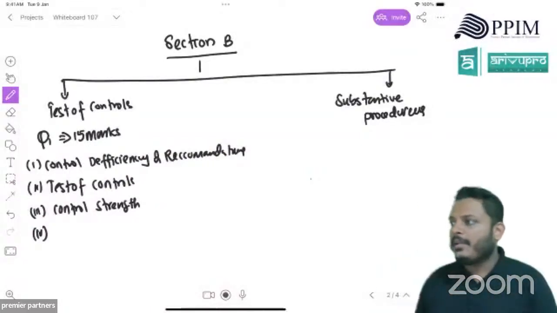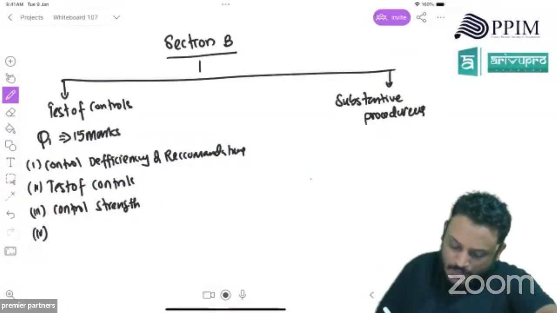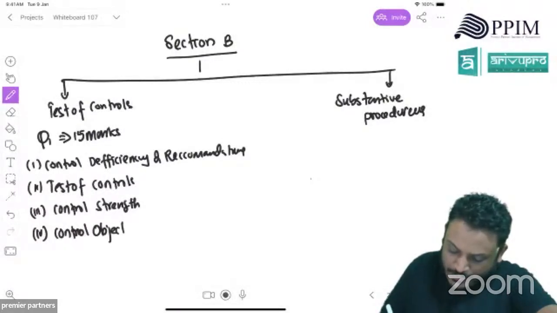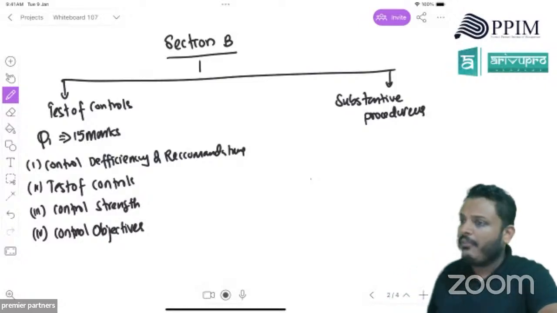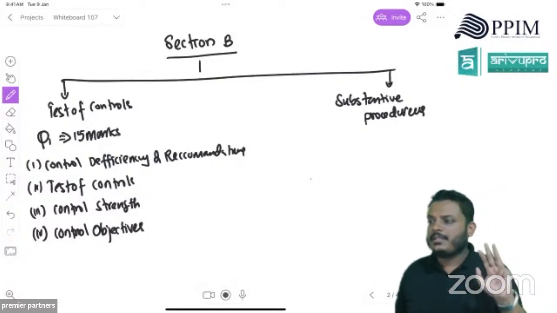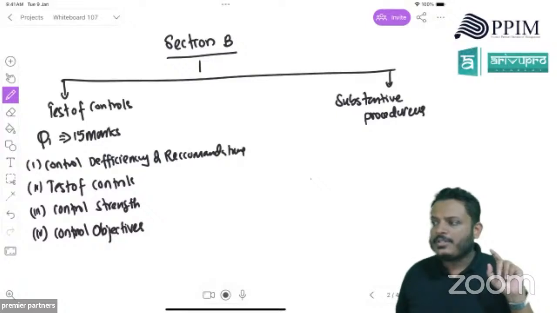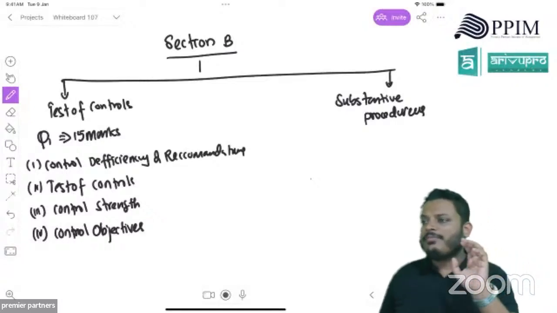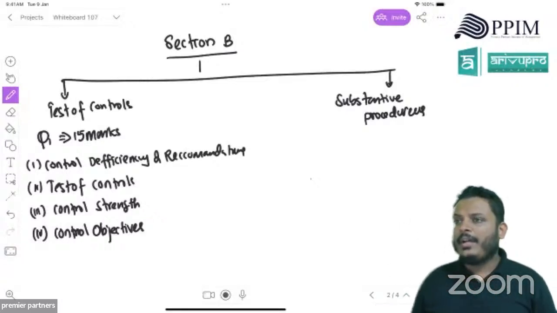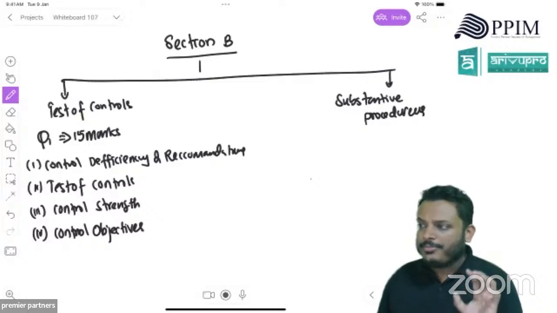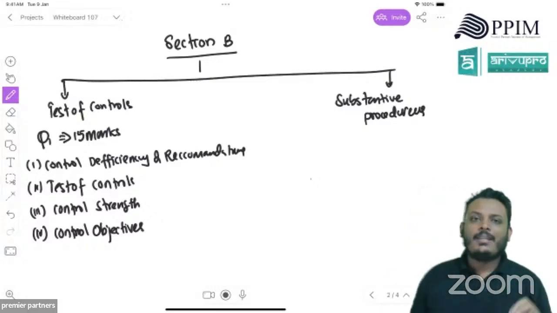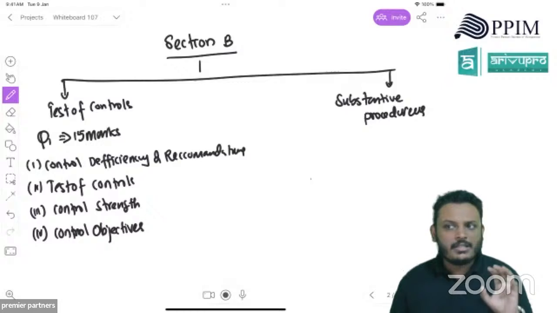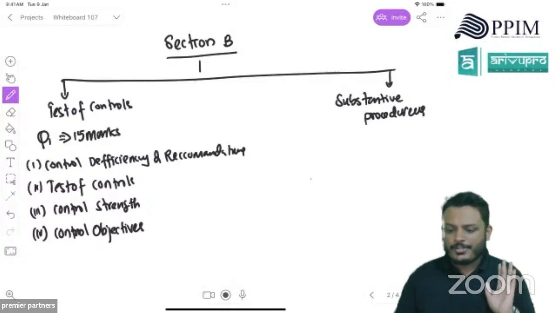Along with that, they might ask control strength. They might ask about control objectives. In my handout I gave, for each and every system, sales system, purchase system, payroll system, cash and bank system, inventory system, capital expenditure system, certain objectives. So they might ask, what is the control objective of the sales system? What is the control objective of the purchase system? That is also possible.